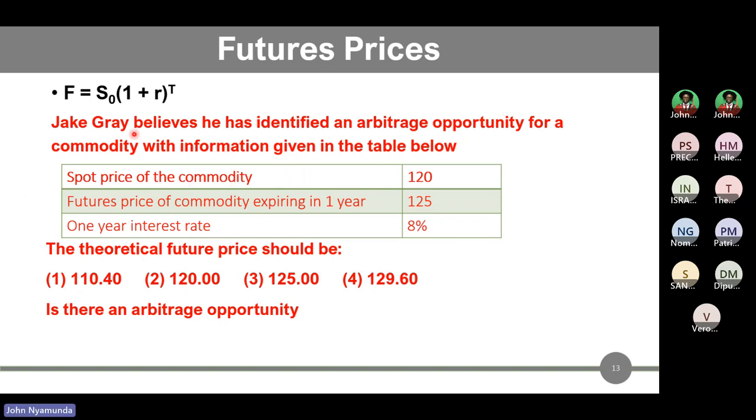The price. So Jake, okay, let's do this example. Jake believes he has identified arbitrage. The spot price, remember, the current price, is 120. The futures price is 125. One year interest is 8%. He said, I can't see an arbitrage opportunity there.